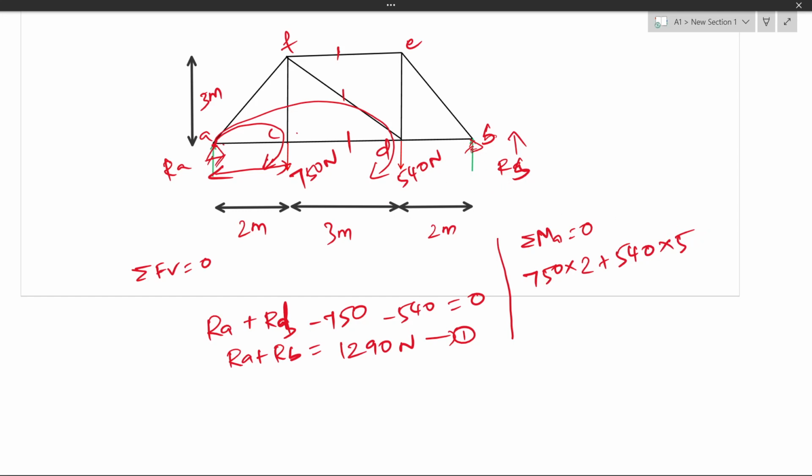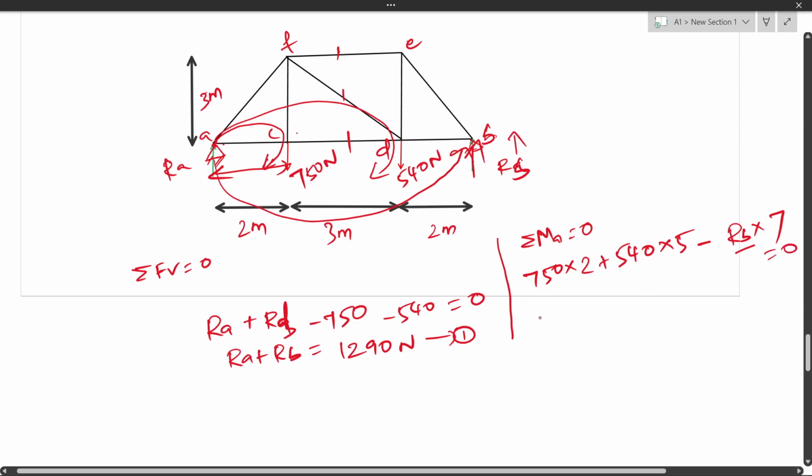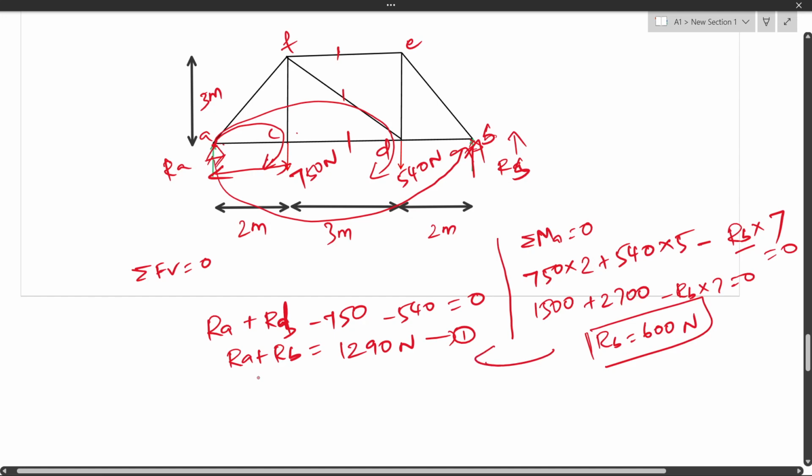Then the third force, that is a reaction, happens here, 7 meters away. But this is counterclockwise, so we take it as minus RB into 7, we don't know the force so we keep it as RB only, and that should be equal to 0. You solve this and get RB value as 600 Newton. So if you substitute this RB value in equation 1, you can get the RA value. So RA plus 600 equal to 1290 Newton. So RA equal to 690 Newton.